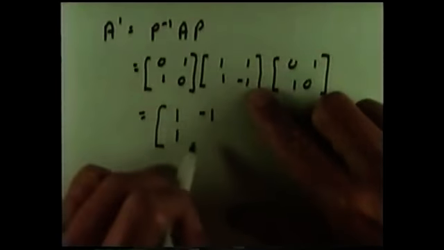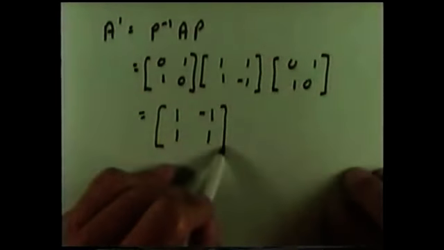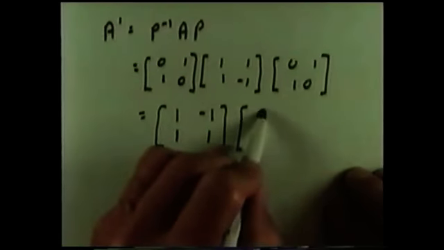This is going to be 0 plus 1, 0 minus 1, 1 plus 0, 1 plus 0, times 0, 1, 1, 0. 0, negative 1, 1, 0, times 0, 1, 1, 0. So there is A prime.